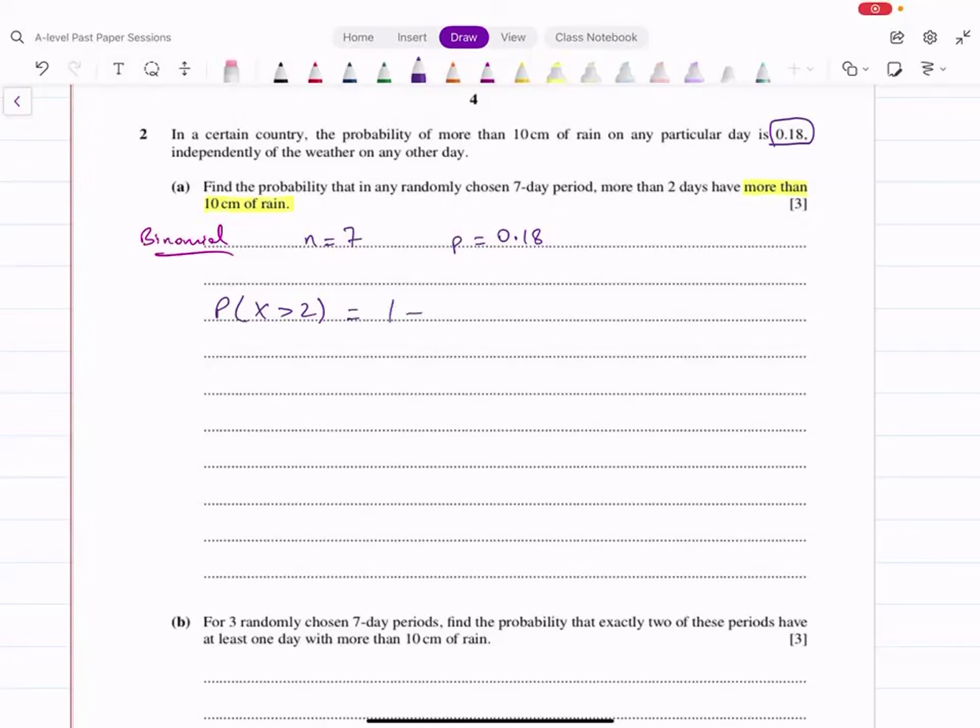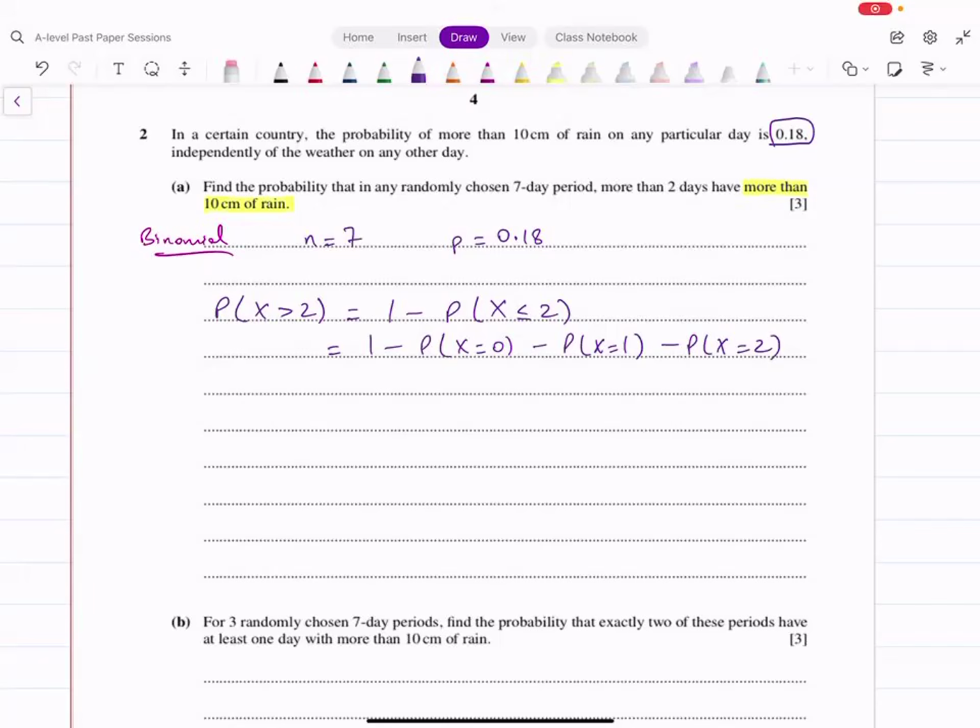You can say this is the same thing as saying 1 minus probability of x less than or equal to 2. क्योंकि वहां पे आपको कम calculation करनी पड़ेगी. You can say 1 minus probability of x equals 0, minus probability of x equals 1, minus probability of x equals 2. 0, 1, 2 वाले cases 1 में से minus कर दें, and you'll get your result.